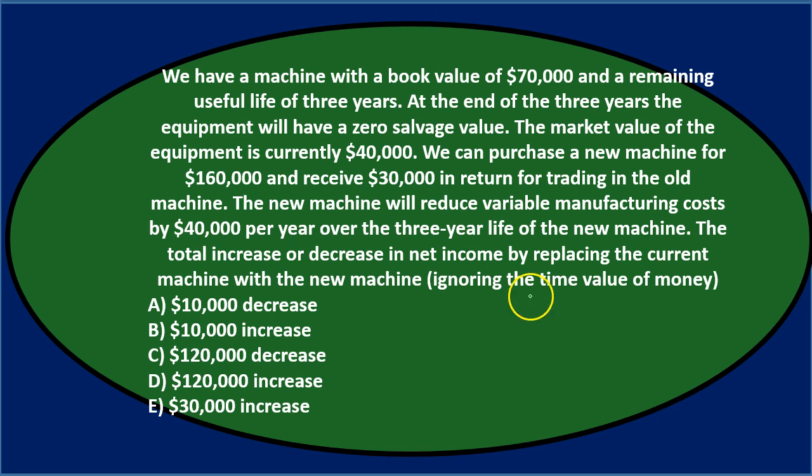So the final question is the total increase or decrease in net income. So the net income is going to decrease by the 10,000. So it looks like A is the answer. 10,000 decrease versus 10,000 increase. We had a decrease, and then these other numbers don't seem to apply in any way.